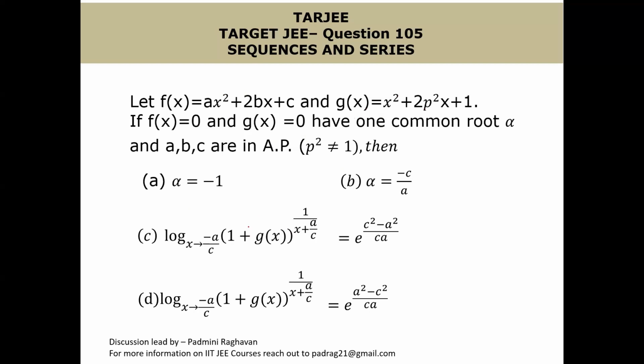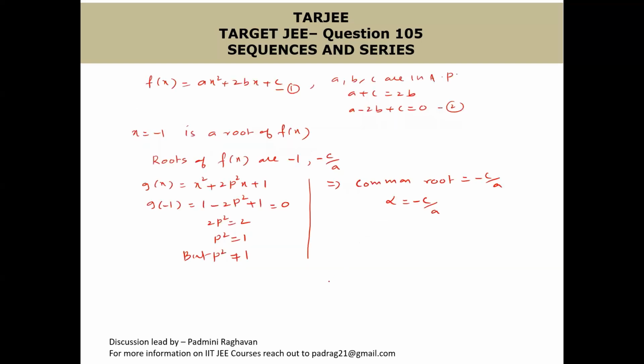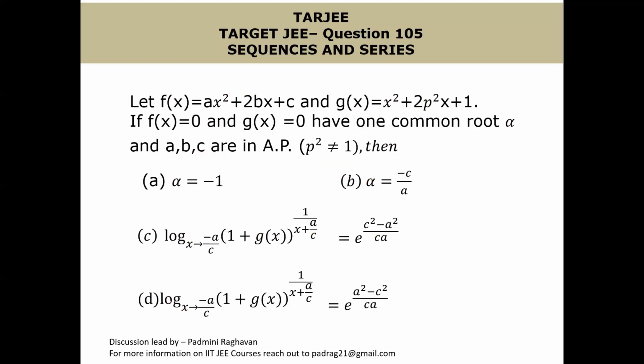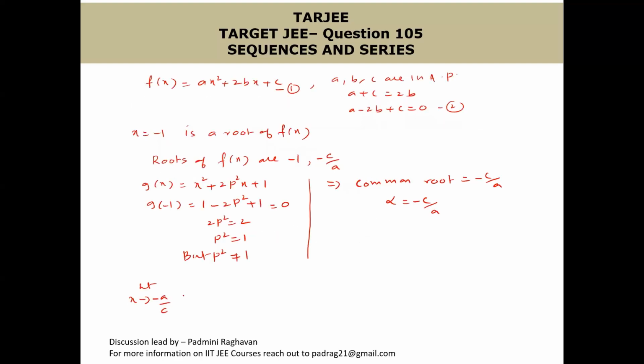Now we have a little more being spoken about a limit. Let's see this part of it. We are asked to find the limit as x tends to −a/c of (1 + g(x)) to the power of 1/(x + a/c). And we know that −c/a is a root of g(x) = 0.